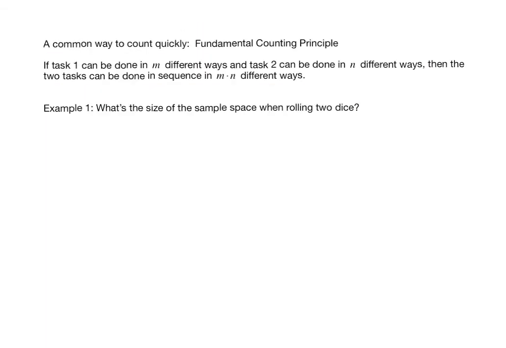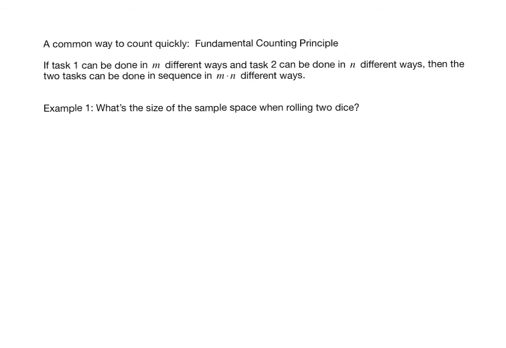Again, going back to the problem of rolling 2 dice and recording the results, we want to look at exactly the size of the sample space. If you can recall, there was a 6 by 6 rectangle that gave us a sample space of size 36. This is a specific example of an extremely important counting principle known as the fundamental counting principle. It says that if task 1 can be done in m different ways and task 2 can be done in n different ways, then the 2 tasks can be done in sequence in m times n different ways. And this is generalizable to any finitely many tasks.